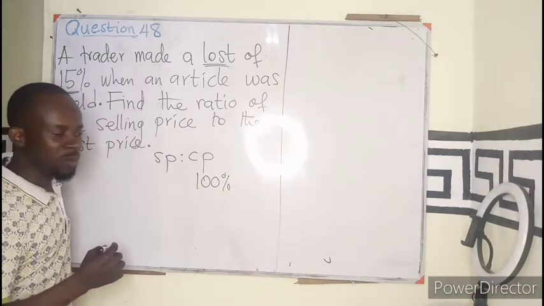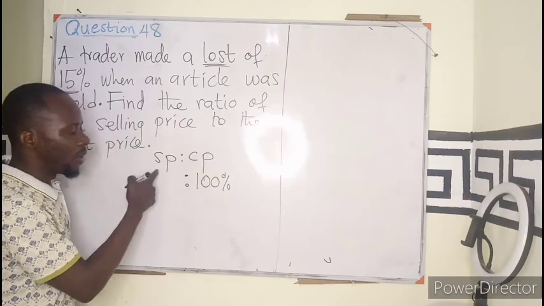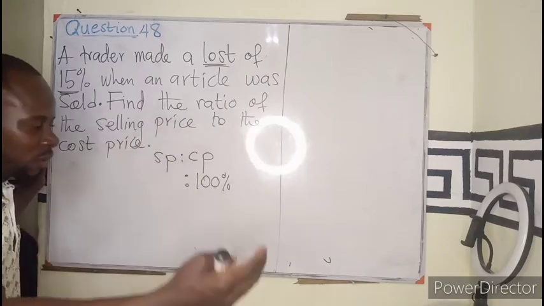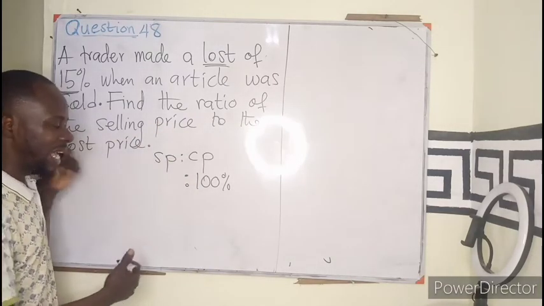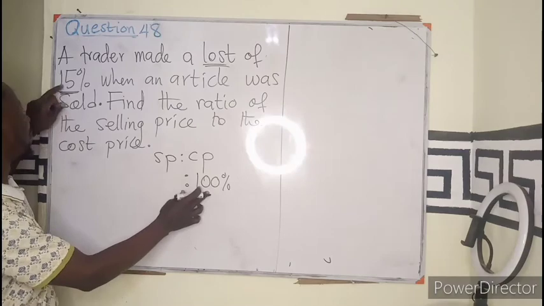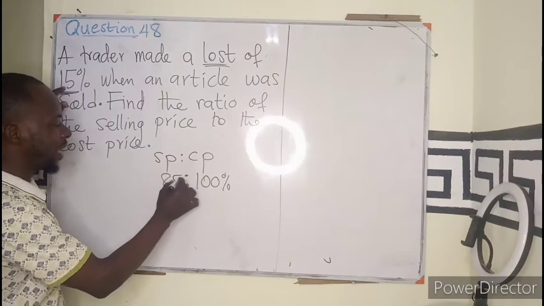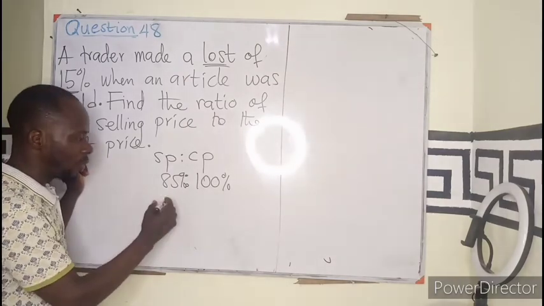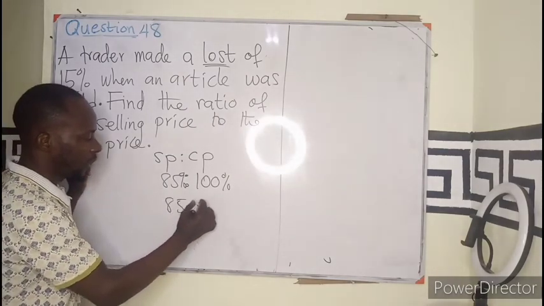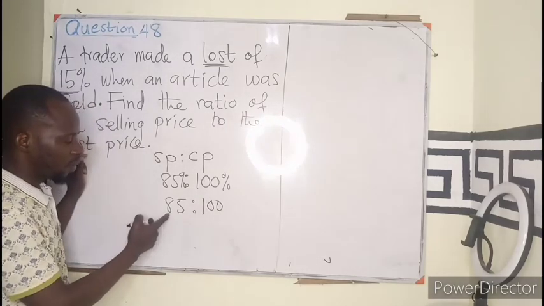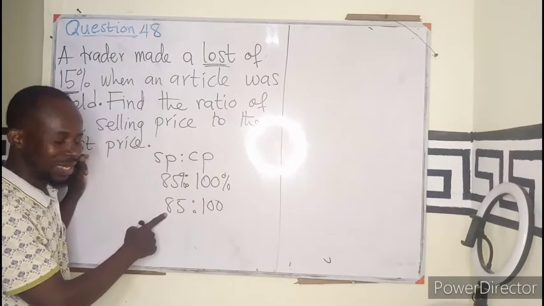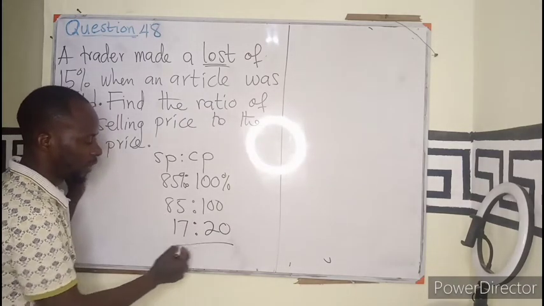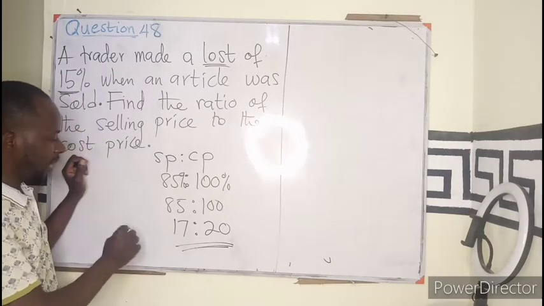So in this case, I will say that the cost price corresponds to 100%, while the selling price corresponds to the reduction in the percentage. That percentage will be 100 minus 15, and that will be 85%. And we know under ratio there is no unit, so I'll be having 85 is to 100, whereby if 5 goes in here 1, so we have 17 is to what? 20.